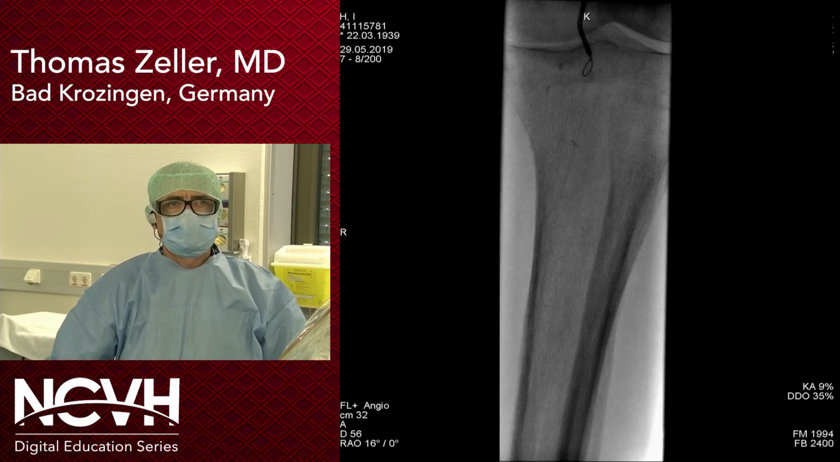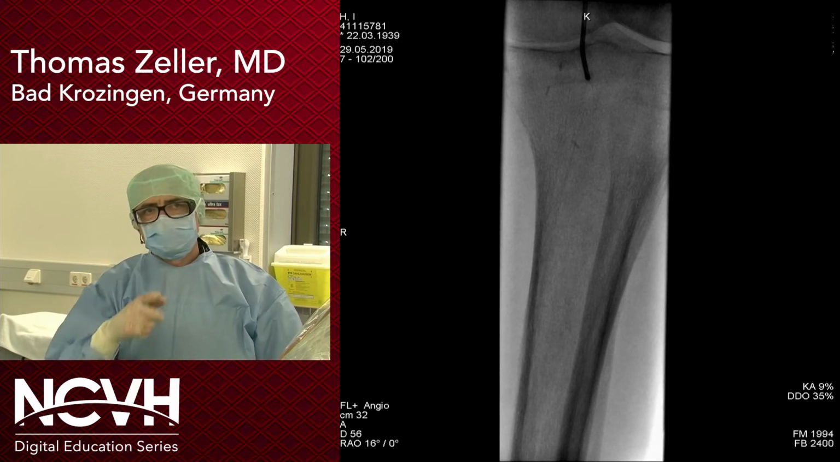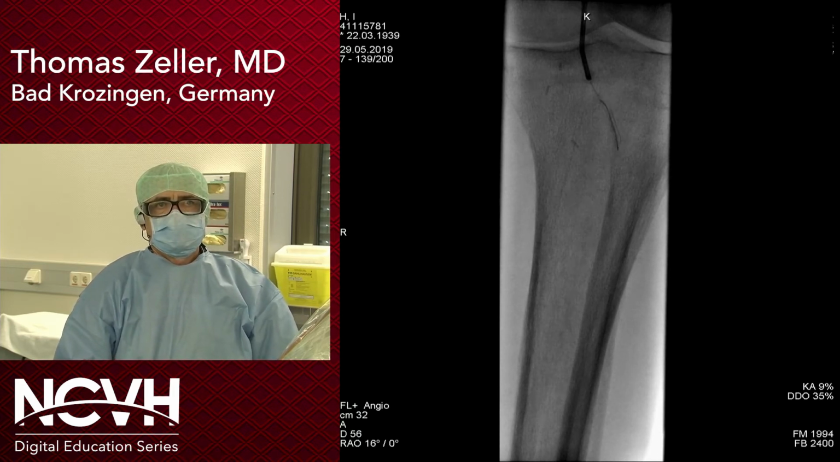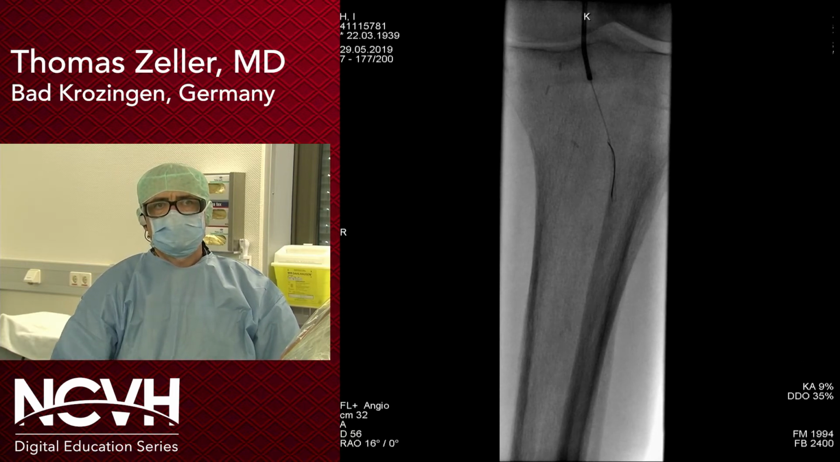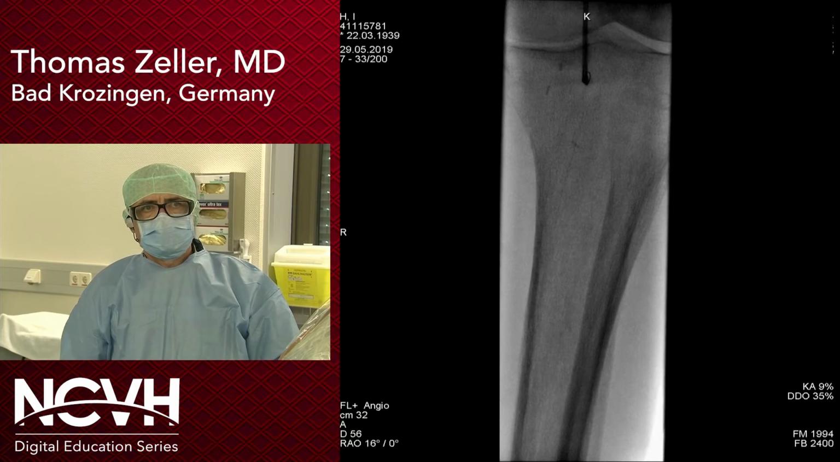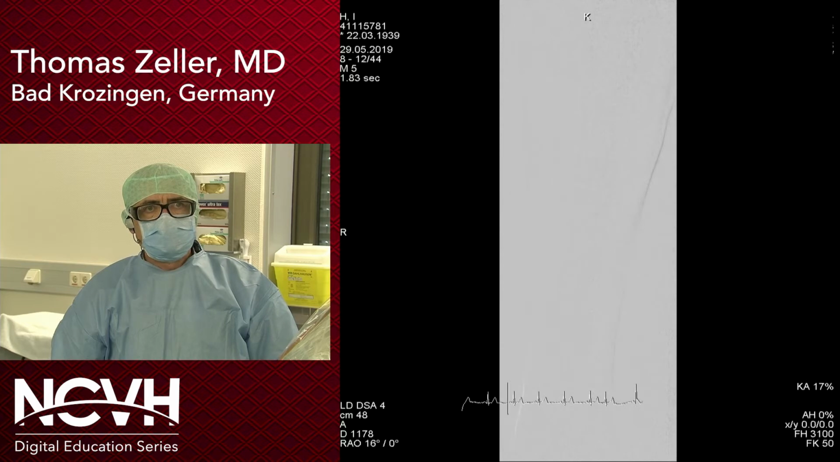Then the next step was to further advance the guide wire. Initially, I went into a side branch. Then I did add one. Now you can see the side branch where the guide wire went in initially. And I did reorientate then my catheter, my vertebral catheter, towards the mid orientation.